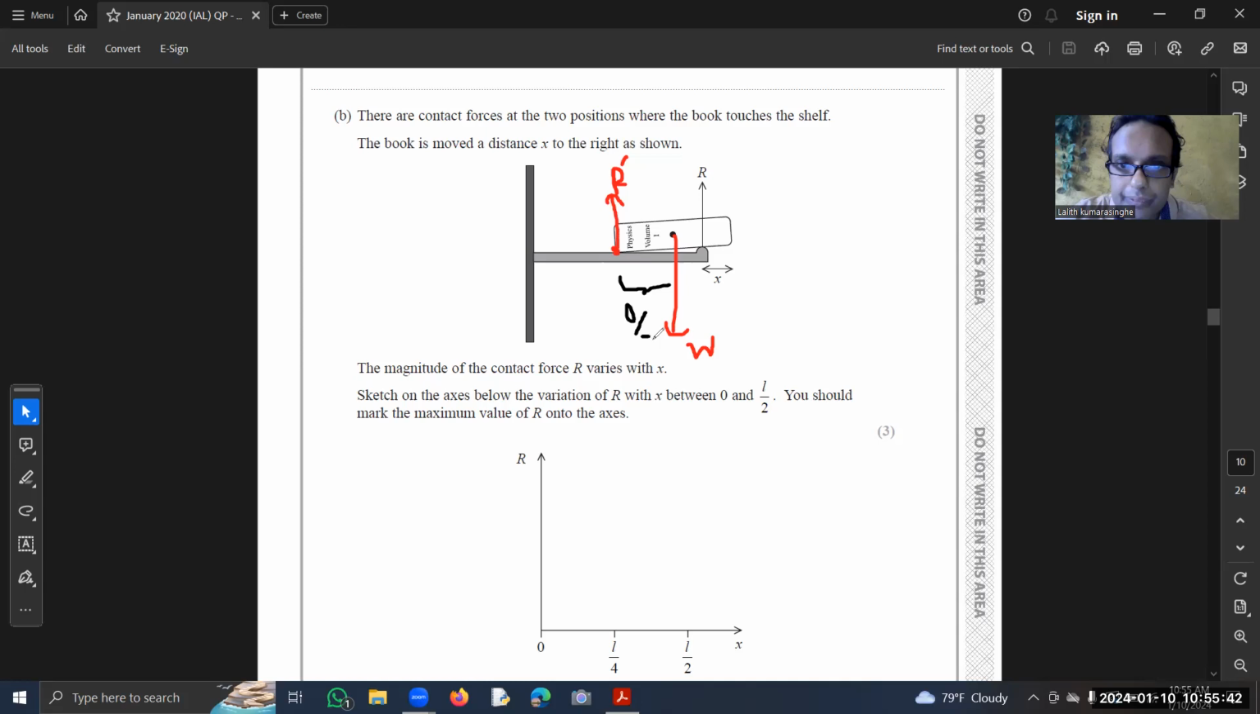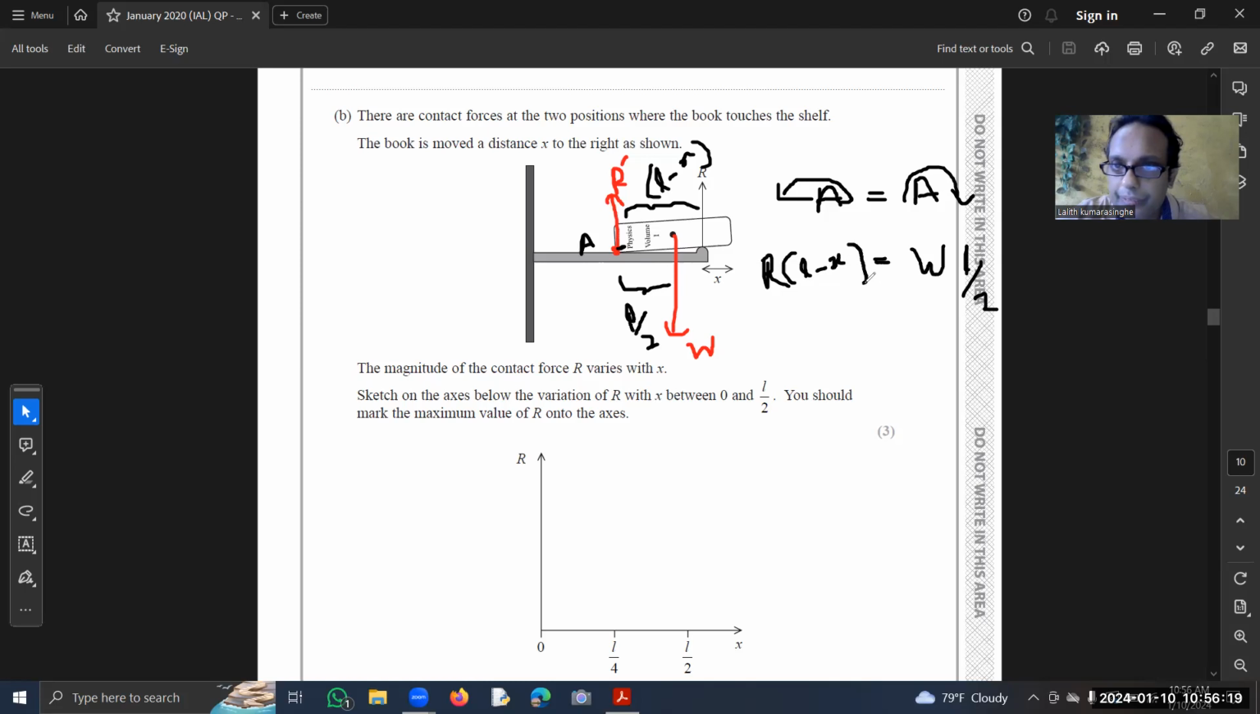L over 2 here. Then what is this distance? L minus x. So if I take the moments from here, clockwise moment should be equal to anti-clockwise moment. So as usual, like earlier, W into L over 2 is equal to R into L minus x, where R dash can't make any moment. Can you see these two? Now, since we have the equation, if you can derive this equation, in one shot you can get all the values.